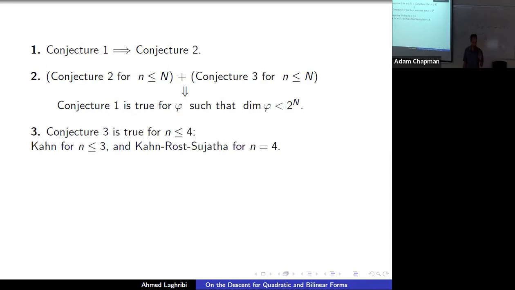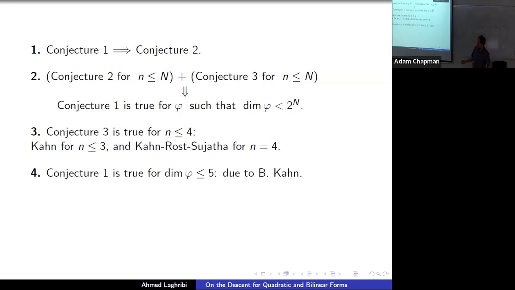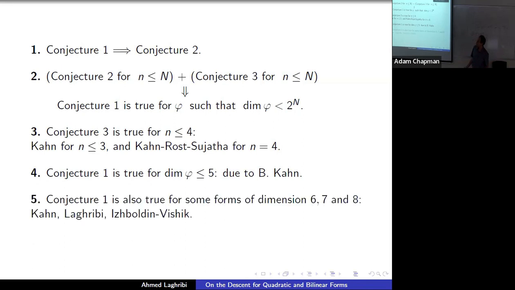And conjecture three is true for n at most four. That was proved by Bruno-Kahn for n at most 3, and Kahn, Ross, Sujatha for n equal to 4, and it is open beyond four. And conjecture one is true up to dimension five in a complete way. This is due to Kahn, and we have some answers in dimensions 6, 7, 8, which was done by Kahn and others. Okay, this is what we know about the conjectures that were formulated by Kahn.